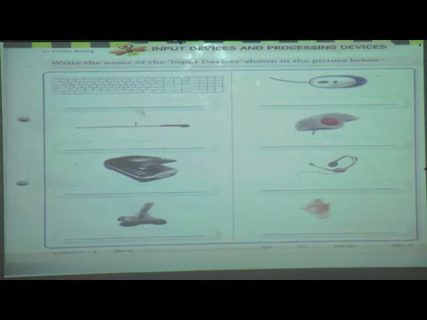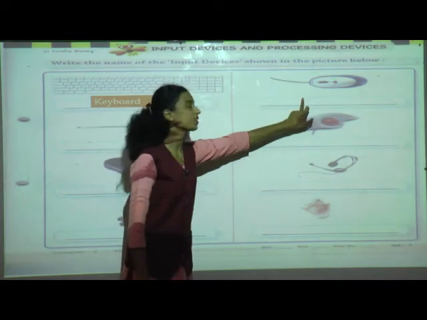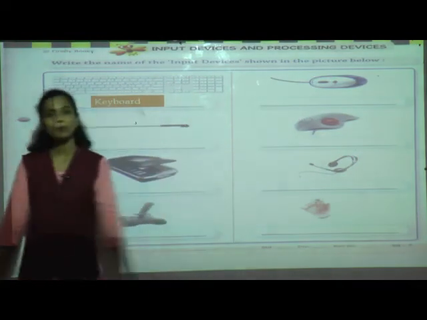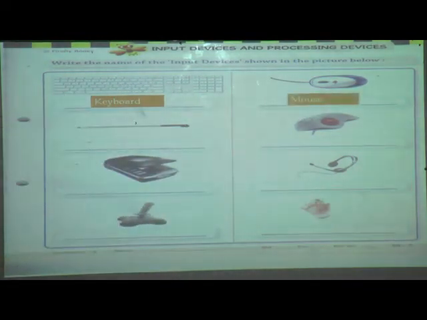Yes, good. Keyboard. What is the spelling of keyboard? K-E-Y-B-O-A-R-D. Keyboard. What is the name of this picture? Yes, good. It is mouse. What is the spelling of mouse? M-O-U-S-E. Mouse. What is this picture? Good. It is light pen. L-I-G-H-T, light, P-E-N, pen. Light pen.